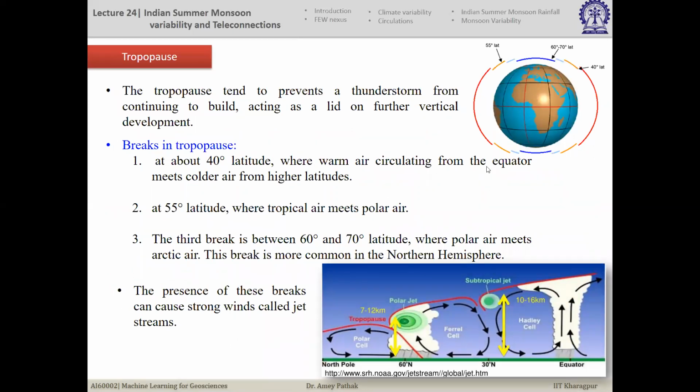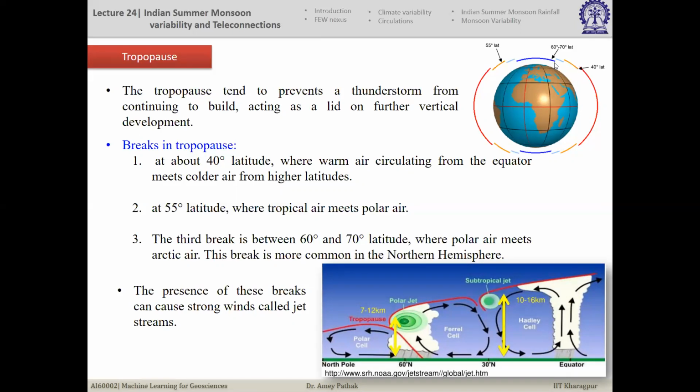The tropopause height is different along different latitudes, and along some latitudes there is a sharp decrease in the height, which we call a tropopause break. The first break is observed around 40-degree latitude, where the warm circulating air coming from the equator meets the colder air from the higher latitudes. So there is one drop, one break.